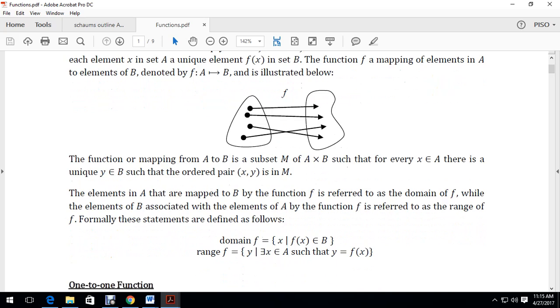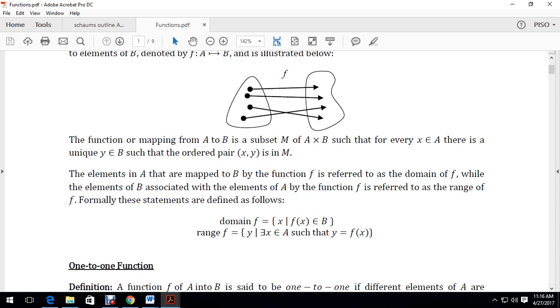Now, the elements in A that are mapped to B by the function f are referred to as the domain of f. So, again, the elements of A, meaning with reference to the first set, the elements here of our set A, this set is referred to as the domain of f. While the elements of B, with reference to the second set, associated by the function, are referred to as the range of f. So the elements contained in A are the domain of f. The elements contained in B are the range of f.